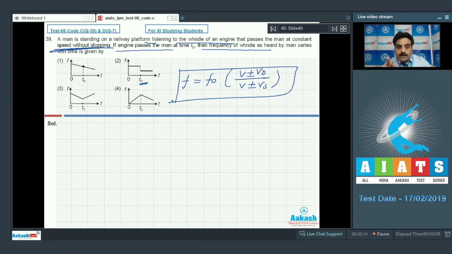Now I am going to say something. When the engine approaches the man, then frequency is higher and constant. Clear? When the engine passes the man, then frequency is lowered but remains constant. कहना ये चाहता हूं कि जब इंजन मैन को अप्रोच करेगा तो फ्रीक्वेंसी हायर भी होगी और कांस्टेंट भी होगी, लेकिन जैसे ही इंजन उससे दूर जाएगा फ्रीक्वेंसी लोअर्ड और रिमेन कांस्टेंट भी. तो अगर इस टाइप से आप देखते हो तो ऑप्शन नंबर 2 में कांस्टेंट, डिक्रीज बट कांस्टेंट. So the most appropriate graph will be 2. So my option number 2 will be the right choice. We'll move to question number 40.